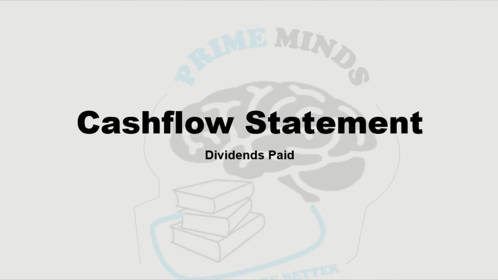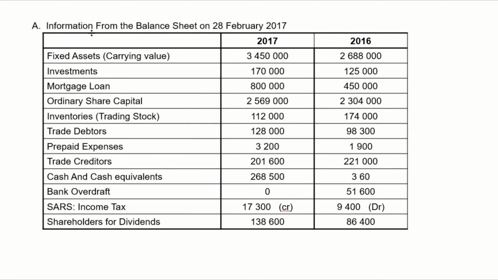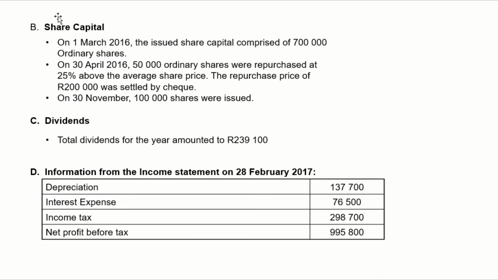Now, let's quickly go over the information provided to us. In information A, we have information from the balance sheet. Information B, we have the share capital information. Information C, we have the dividends information. And information D, we're provided with the information from the income statement. Right? So now our main focus will be on information C and also information A.